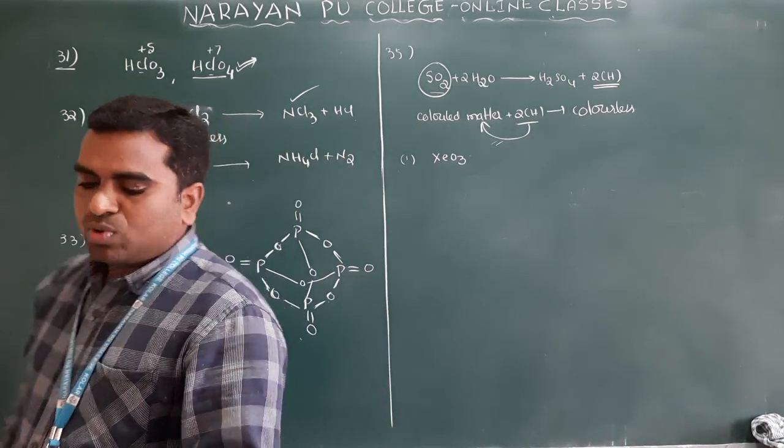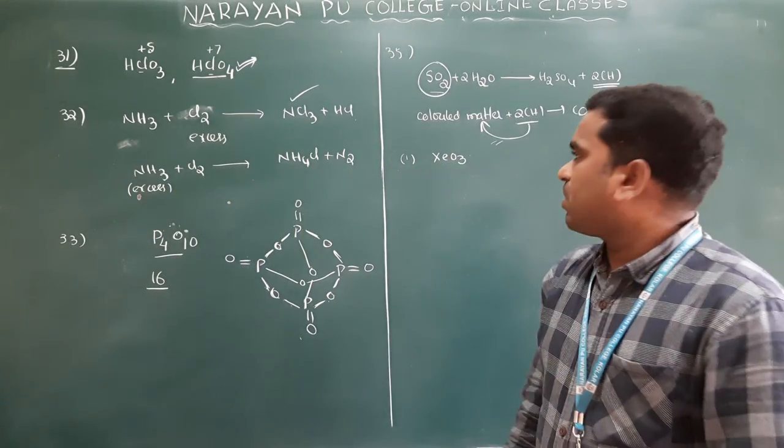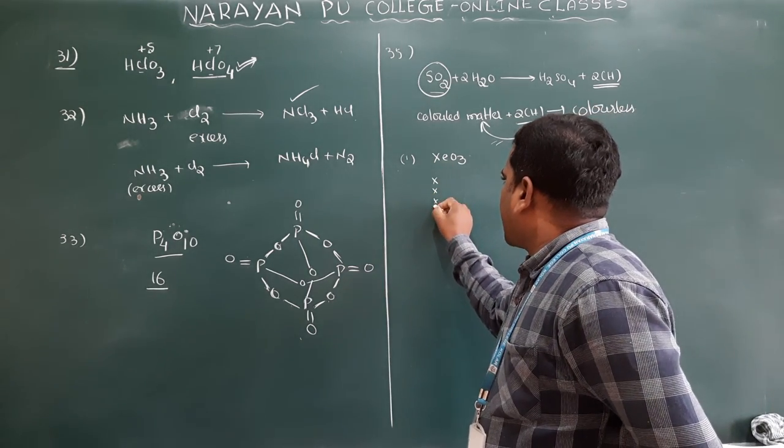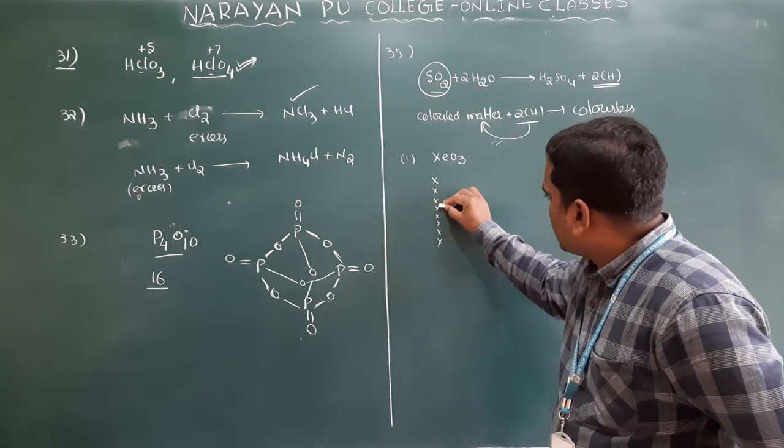XeO3. So you have to calculate the number of lone pairs here. I already mentioned a very simple trick. Xenon belongs to the 8th group. You have to write how many electrons here? Right, 8 electrons.